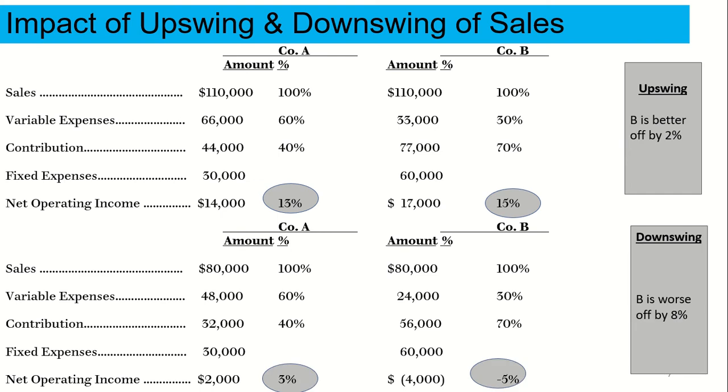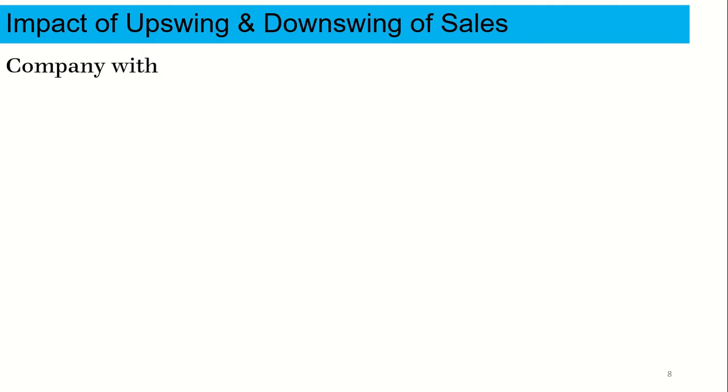So what is the difference between the net operating income of company A and B? It is 8% of difference, that is 3 and minus 5. So in case of downswing, we see that company B is worse off compared to company A. So what does this mean?